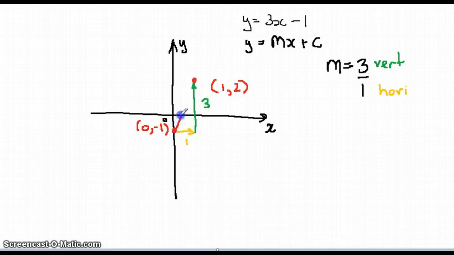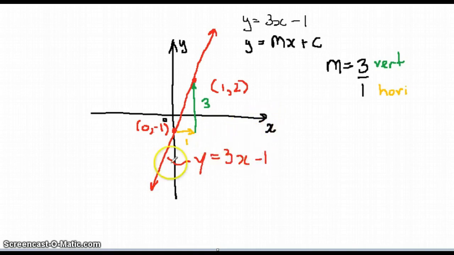I've got my 2 points, so I draw my straight line in as best as I can. There it is, and the only thing I've got to do now is label it with a rule: y equals 3x minus 1. And that's how we sketch a straight line.